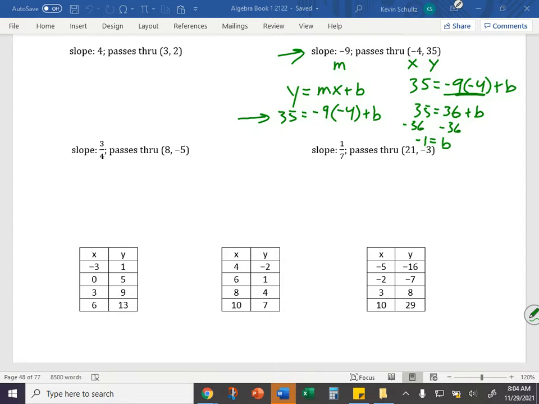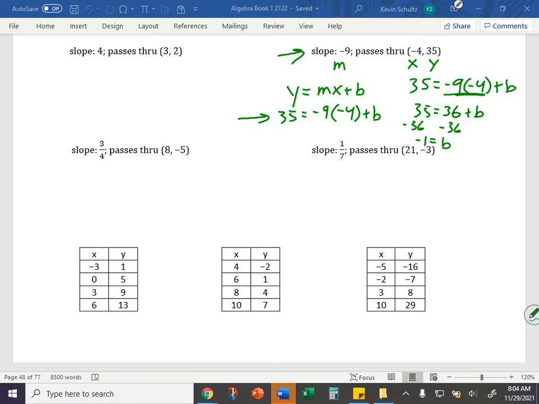Oh. Yes. What if you did -36 and then once you do the opposite plus 36? Here's the thing though, it's not a -36. It's a -9 times a -4. That'll give you the positive 36.